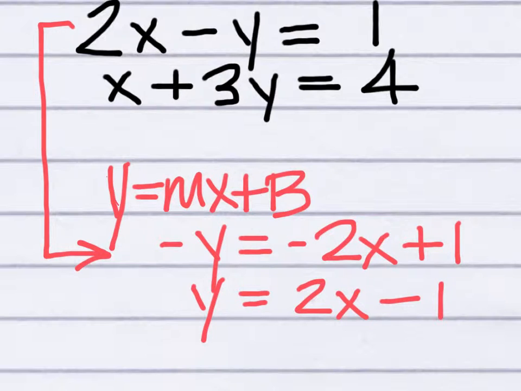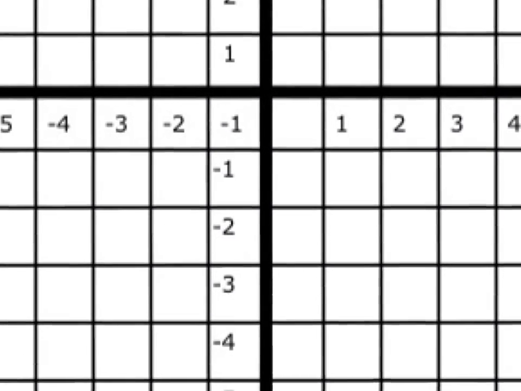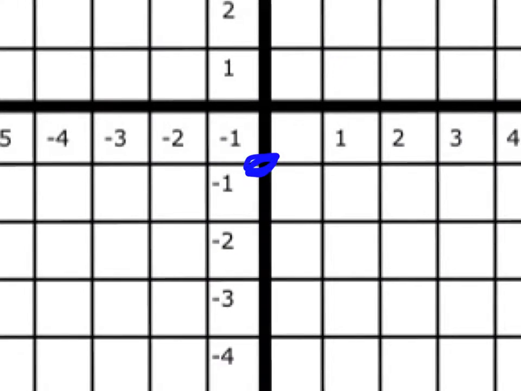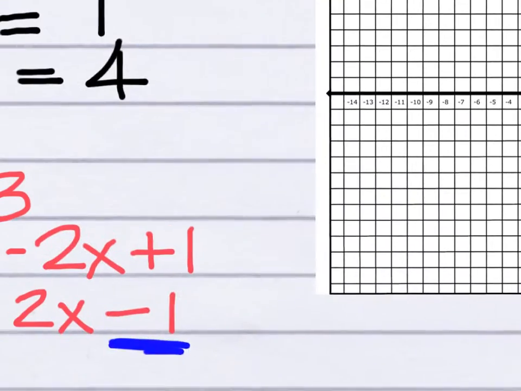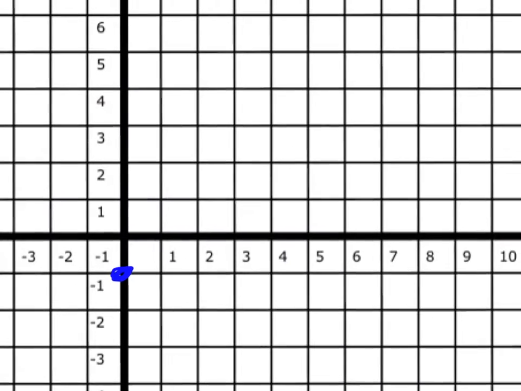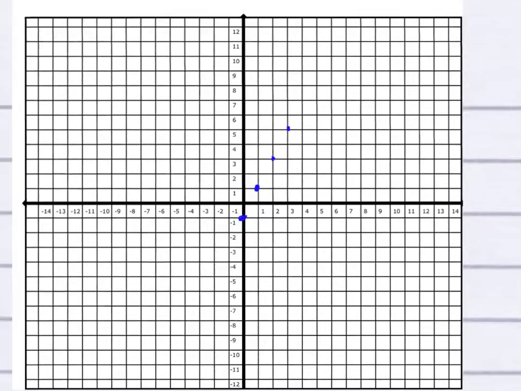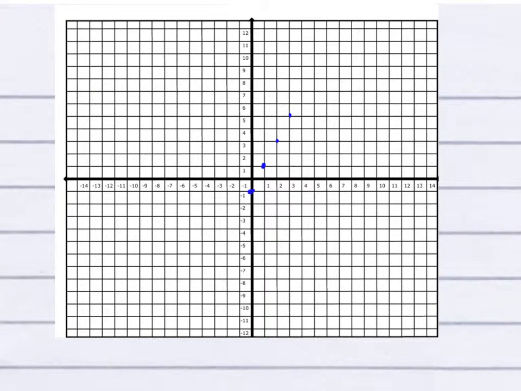Now go graph it. The y-intercept is negative 1. So go find negative 1 on the graph. Make a dot. The slope is a positive 2. So from that dot, you're going to go up 2 and then over 1. Up 2 over 1, all the way through. And then graph that line.